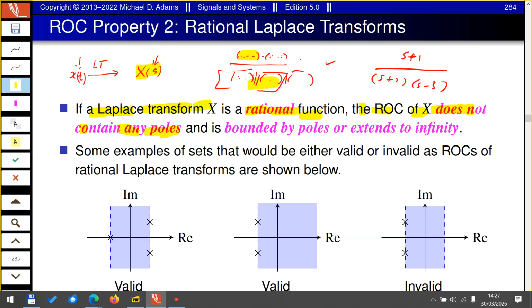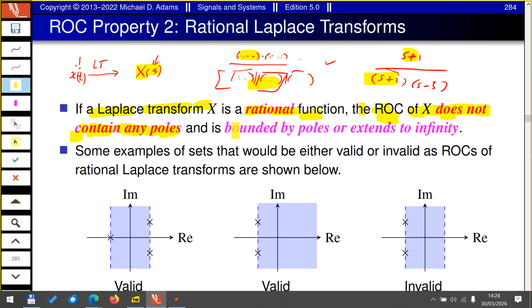So now can you tell me why he says that the ROC of x does not contain any poles? What is the justification of this? Because ROC means region of convergence, and you know at the pole, this transform does not converge, yeah? It becomes infinite, right? So it cannot contain any poles. It can contain 0, it can contain any other point, but it cannot contain a pole.